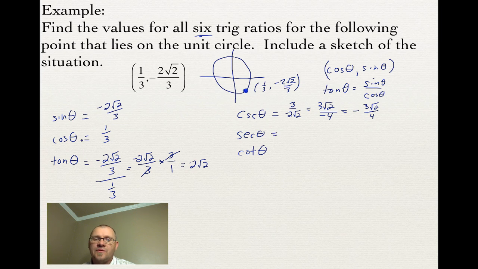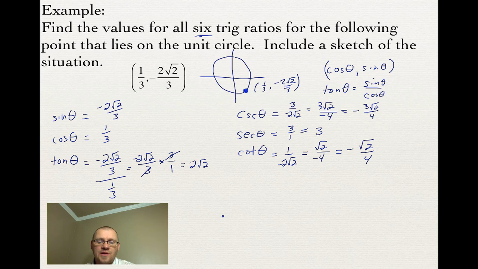Secant is the reciprocal of cosine. Cosine was 1 over 3. So secant is 3 over 1, which is just plain old 3. And cotan is the reciprocal of tan. We found tan to be negative 2 root 2. So it'll be 1 over negative 2 root 2. Again, no root signs allowed in the denominator, so we'll multiply the top and the bottom by root 2 to get root 2 over 4. That's a negative 4. So we get negative root 2 over 4.